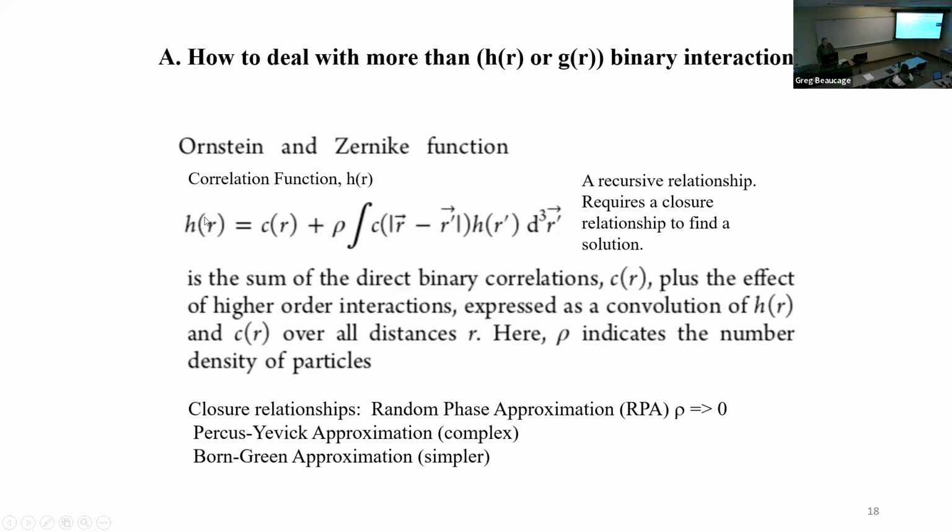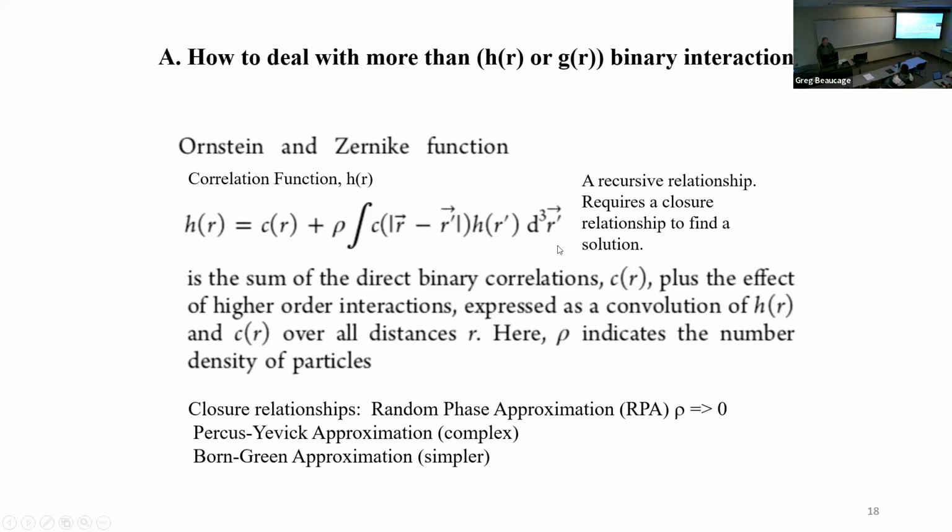Because you have a thing defined in terms of itself, that leads to a problem: you can't get the answer because you don't know the answer. That's called a recursive relationship. So in order to get the answer, you have to guess the answer. You need a closure relationship to close this thing. If you have the closure relationship, then you get the mean field.